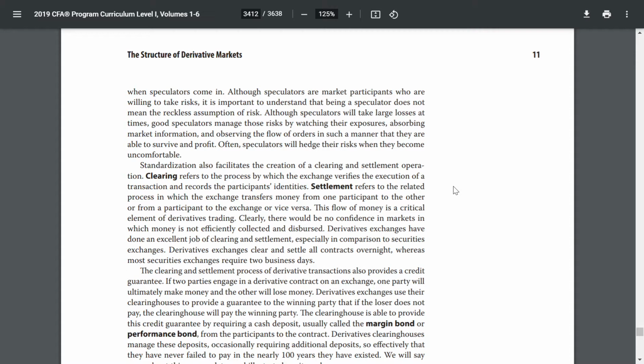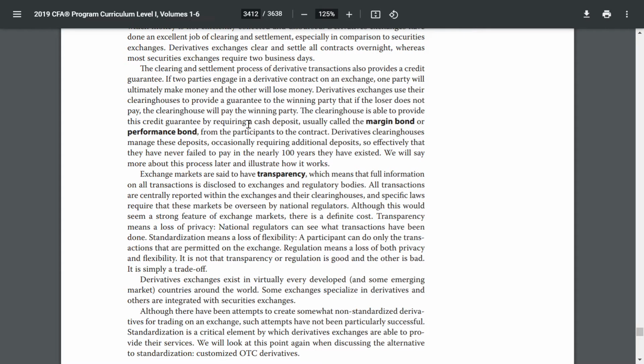The clearing and settlement process of derivatives transactions also provides a credit guarantee. If two parties engage in a derivative contract on an exchange, one party will ultimately make money and the other will lose money. Derivative exchanges use their clearing houses to provide a guarantee to the winning party. If the loser does not pay, the clearing house will pay the winning party. The clearing house is able to provide the credit guarantee by requiring cash deposits, usually called margin bonds or performance bonds, from the participants up front.